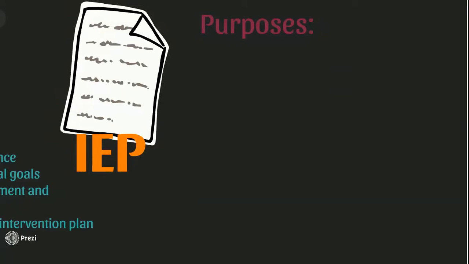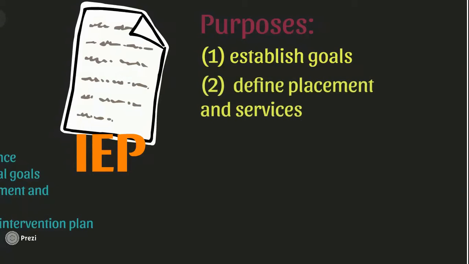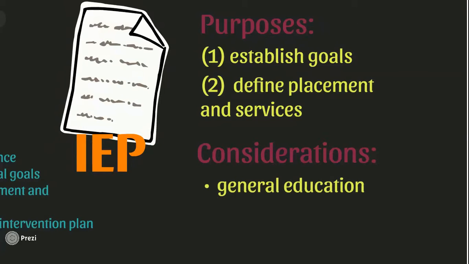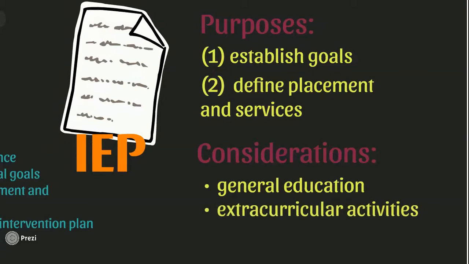The IEP has 2 general purposes. The first is to establish measurable annual goals for the child and to define the special education placement and services that the school will provide to the child. When creating an appropriate educational program for a student with a disability, the IEP team considers the child's involvement and participation in these main areas: the general education curriculum, extracurricular activities, and non-academic activities.